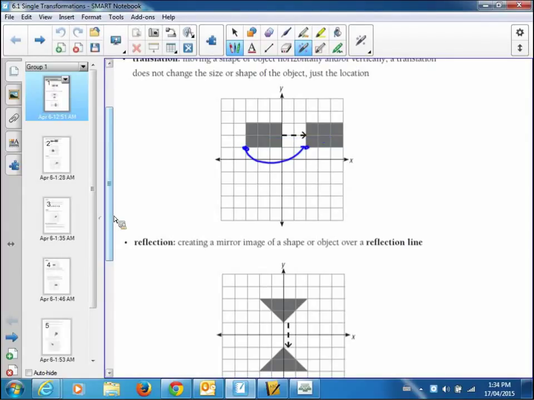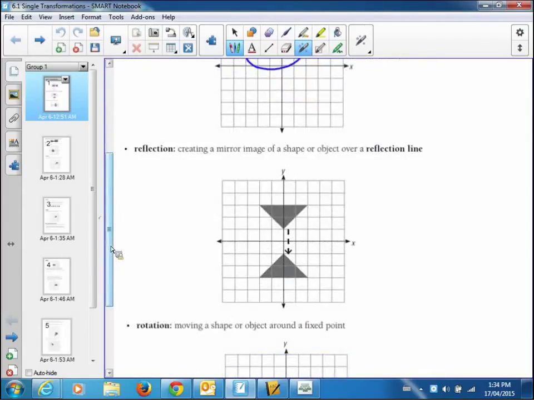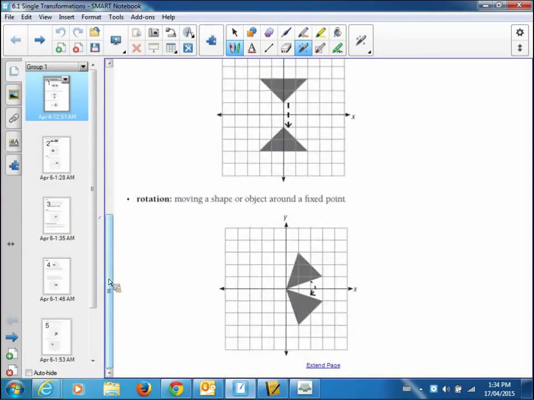A reflection is a mirror image, right? Often you'll say there's a reflection line. We often use the x-axis or y-axis, but it could be anything. You could draw any other line, like reflection. A rotation is where you twirl something circular-wise, right? 90 degrees, 180 degrees, etc.